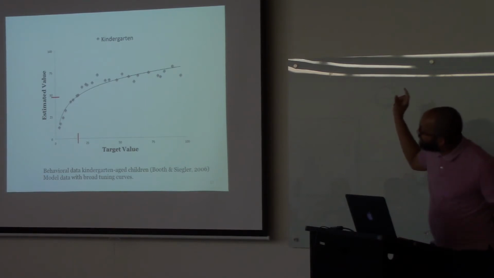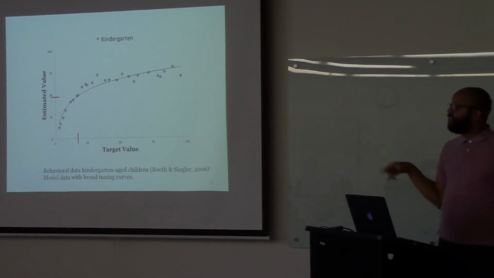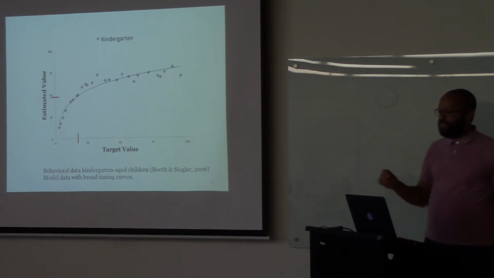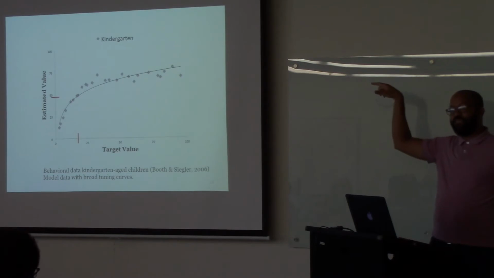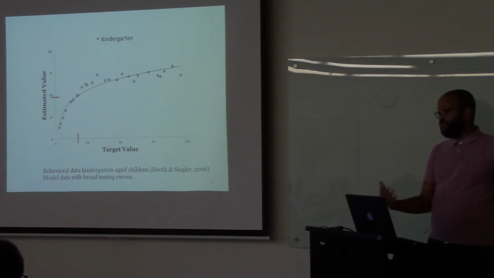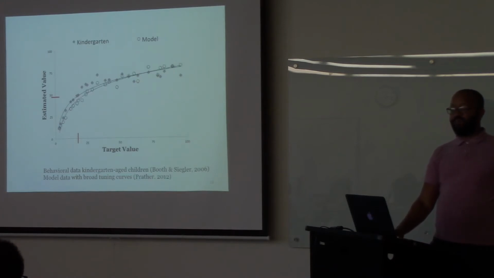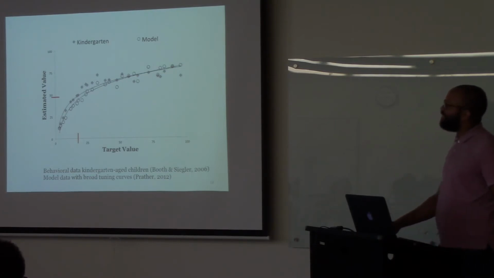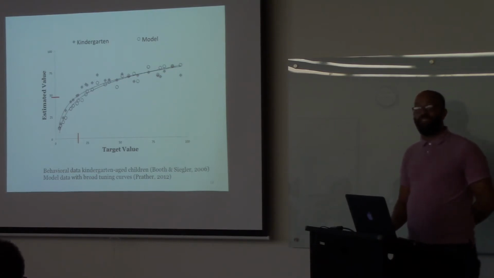This is kindergartners doing a 0 to 100 or 1 to 100 number line. You can see it has that logarithmic shape to it. They're greatly overestimating a lot of the values. You take a model with a broad neural tuning curve and have it make estimations for the same values, and this is what you get. Looks really nice. The model with really broad neural tuning curves is really close to what the kindergartners are doing.